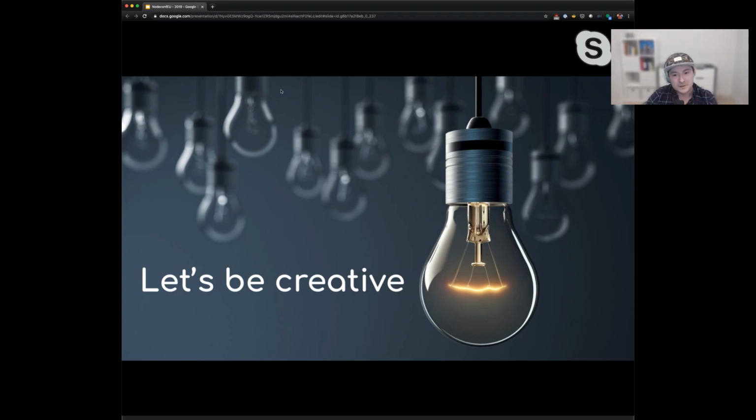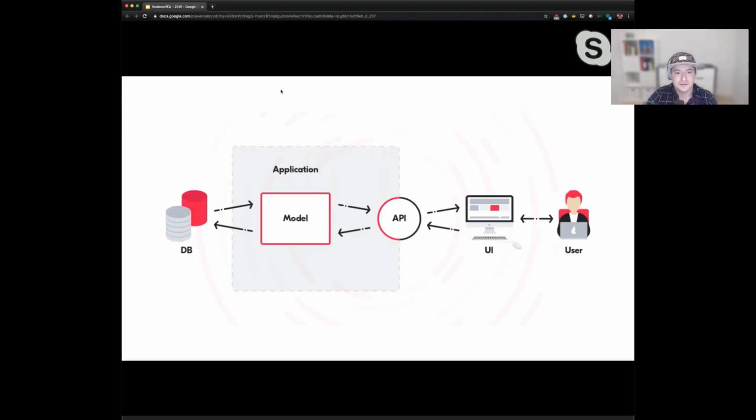So we started looking clearly at the status quo, right? Let's just walk through this picture together. As a user, you connect to some sort of UI, and this UI connects to an API. This API is connected somehow to a model. This model is connected to a data source or a database.